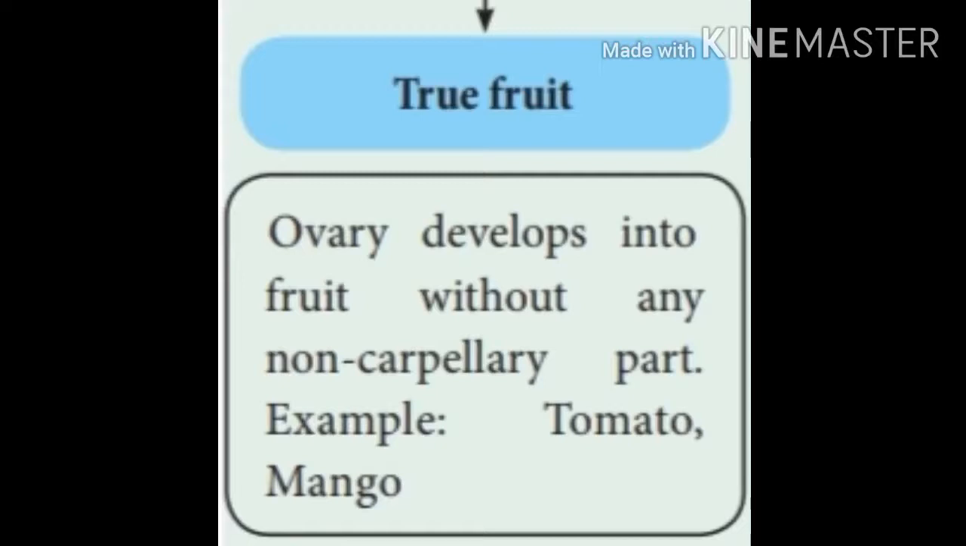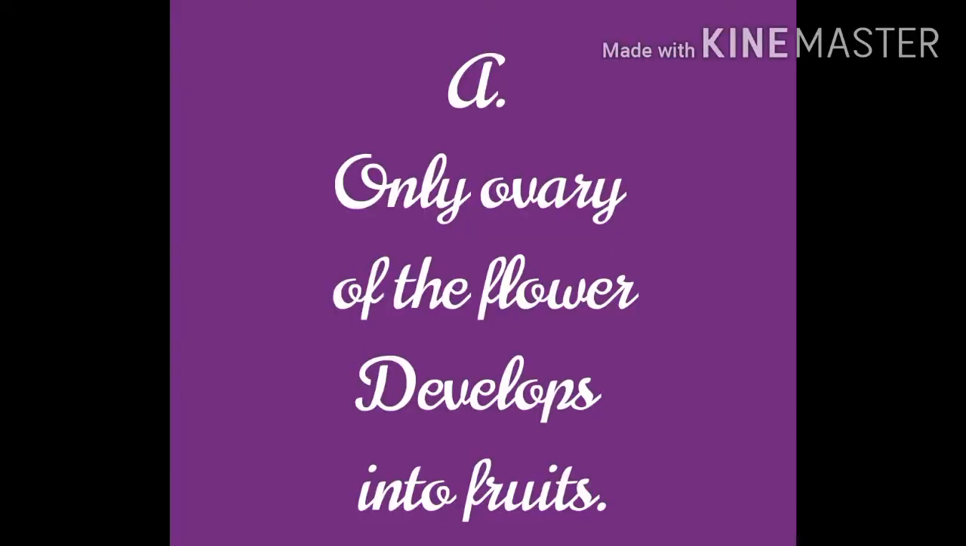The ovary develops into fruit without any non-carpellary part. Only the ovary develops, and such fruits are called true fruits. So in a true fruit you will not have calyx, corolla, and all those things. So the answer is option A: only the ovary of the flower develops into the fruit. This is the answer for the fifth question.